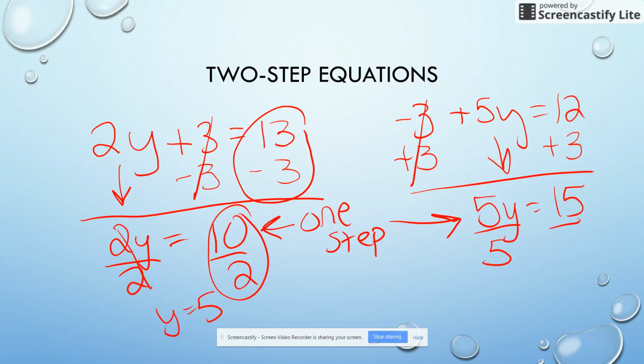Divide by 5, divide by 5, cancel, y equals 3.